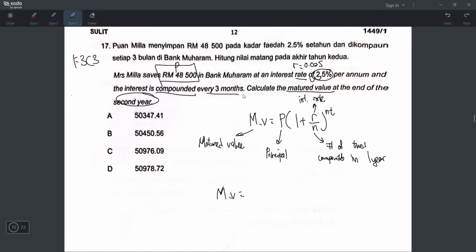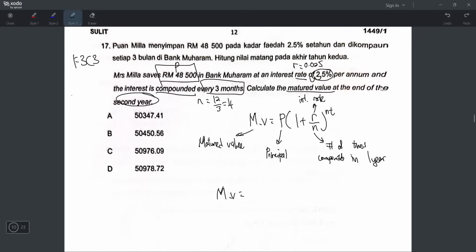And the interest is compounded every 3 months. So this is trying to tell you the N. But you don't say the N is 3. No, no such thing. The N is the number of times compounded in 1 year. They say compounded every 3 months, so what you have to do is take 12 divided by 3, which gives you 4, because 1 year has 12 months. If you compound every 3 months, how many times do you compound in 1 year? 4 times. So 12 divided by 3 is 4. This is the correct way to find the N.